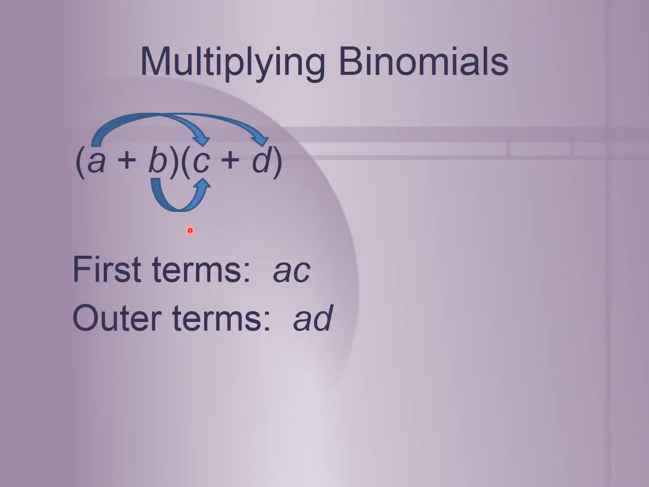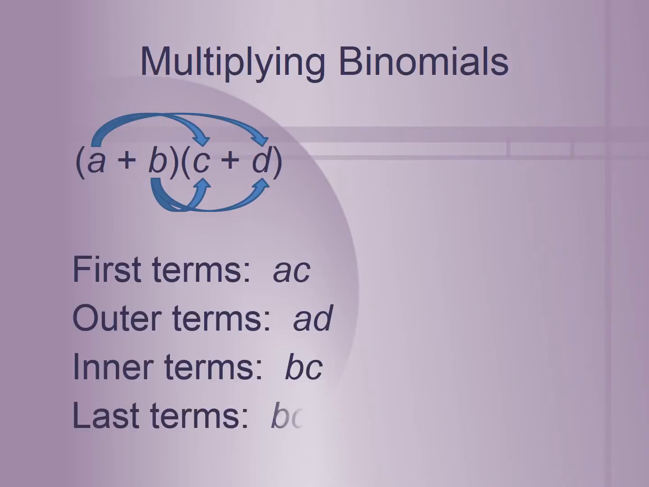Next, we'll take the second term in our first binomial and multiply it by the first term in our second binomial. So we have B times C. If you notice, we're doing the inner terms; they're in the middle here. The I in inner corresponds with the I in FOIL. Lastly, we'll do our last terms: the last term of our first binomial times the last term of our second binomial. So last terms, B times D, and the L in last corresponds with the L in FOIL.